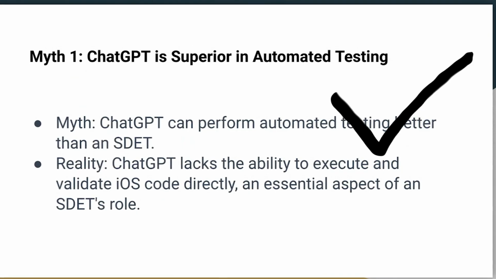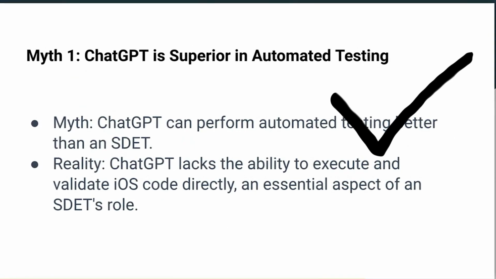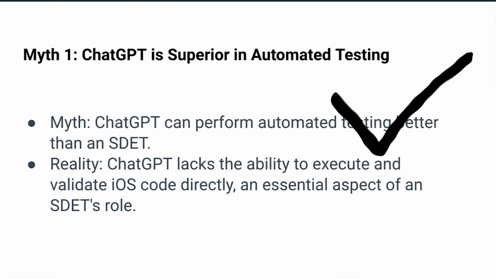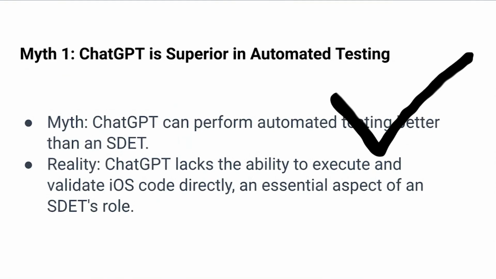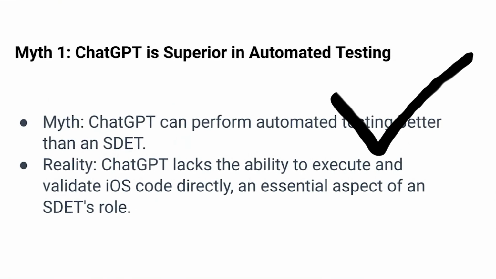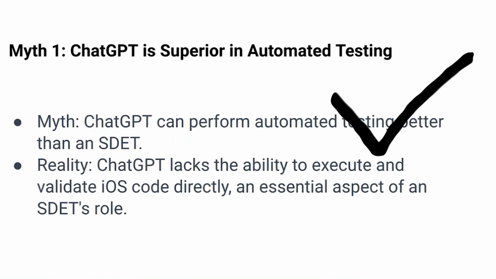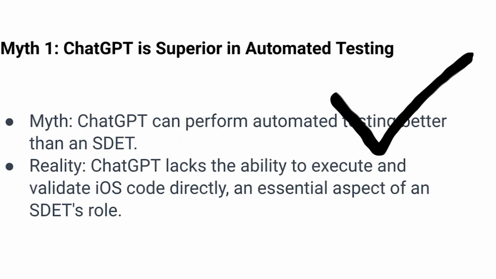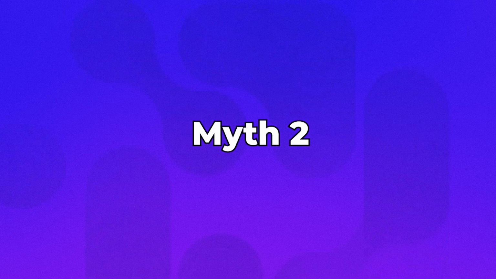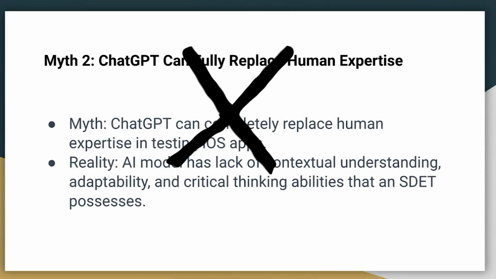The reality is that ChatGPT lacks the ability to execute or validate iOS code directly, a core responsibility of an iOS test engineer. While it can assist in generating test cases, it cannot replace the hands-on execution required for software testing.